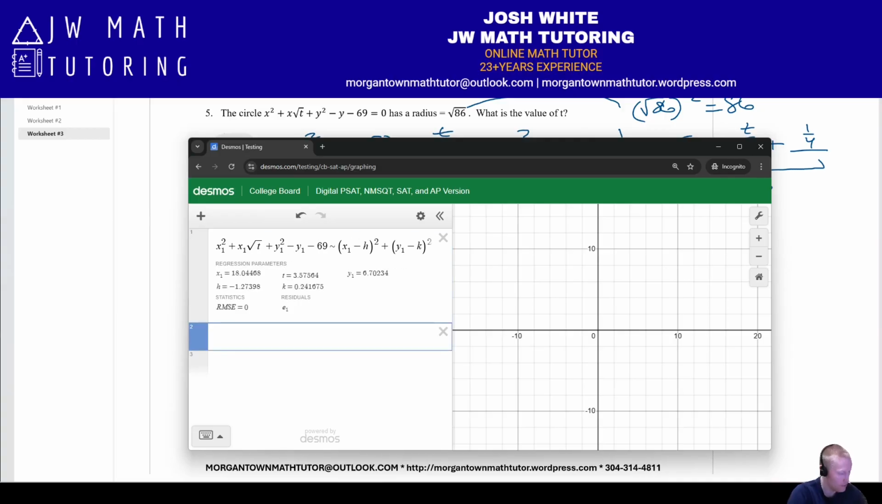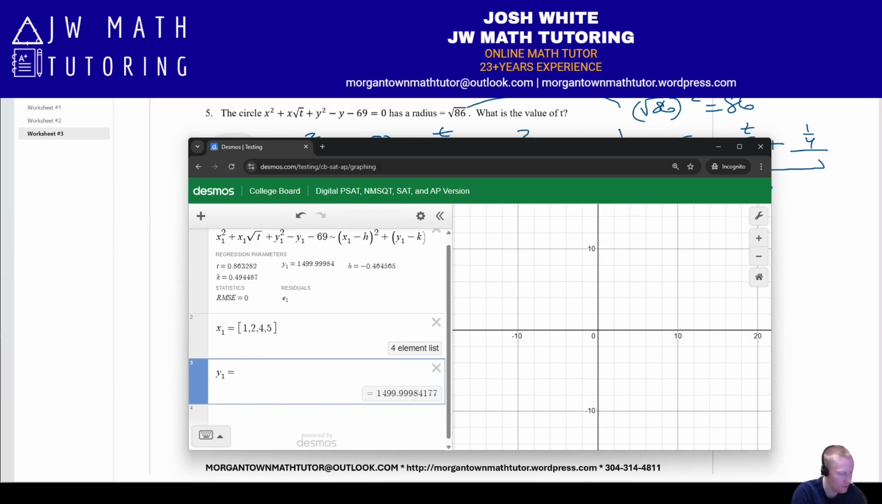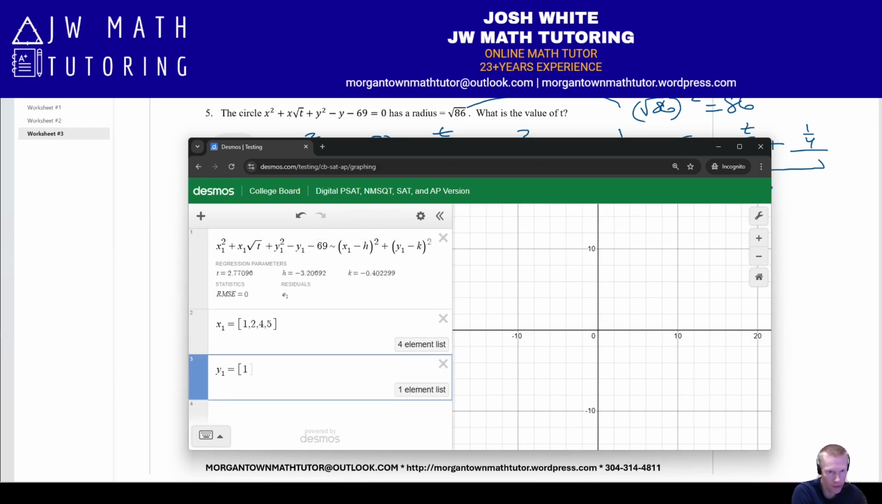So, okay. Now I need to define a list for x1. I need to define a list for y1. And look, just from entering 4 values for x1, 4 values for y1, I get some nice, easy to work with answers right here. T equals 67. Okay, so this is how you could get the answer just solely using regression.